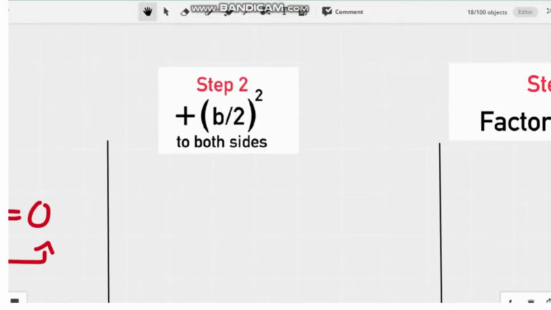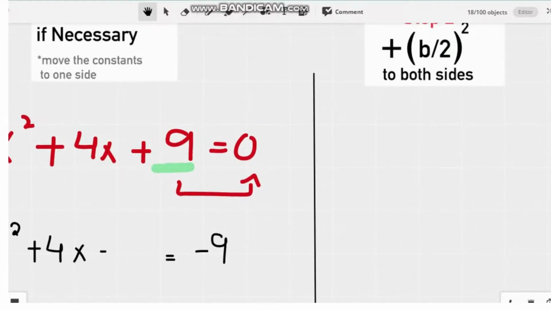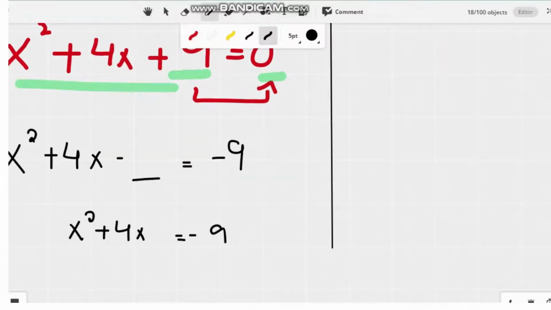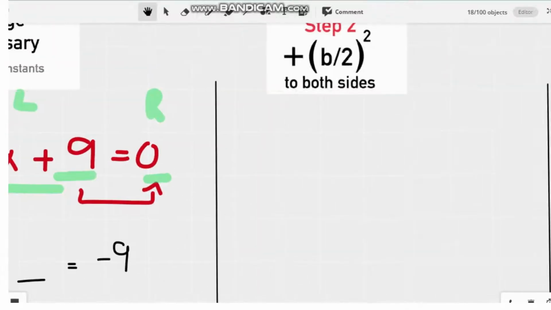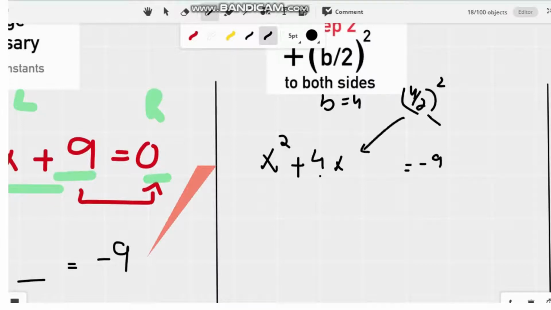In the second step, we have to add (b divided by 2) square on both sides. Both sides means this is our left hand side, this is our right hand side. So on both sides you will add at this space. I'm going to write the equation x square plus 4x equals negative 9. Now what's b? b is 4, so it means I will add (4 divided by 2) square here and here.